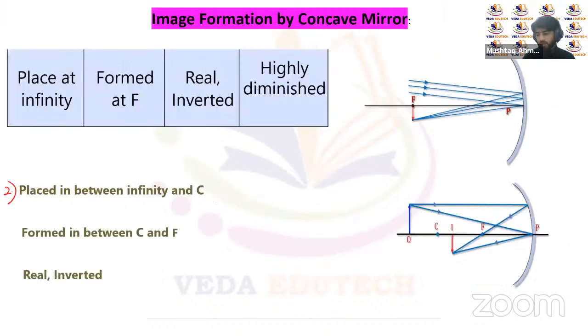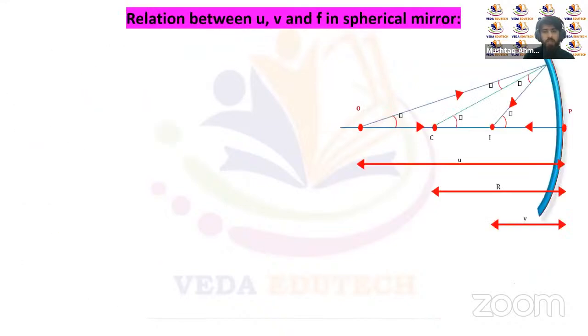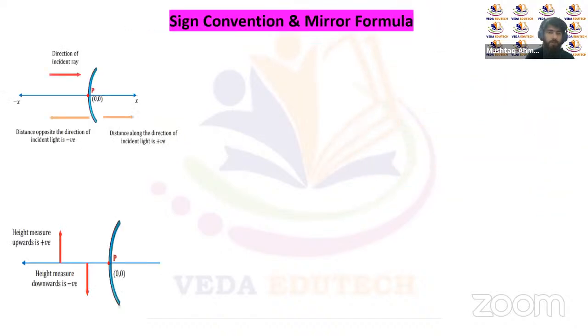These images are formed using what we call the rules of image formation. There are certain rules with the help of which we can form the image. We can use those rules to form the image for different positions of the object. Now, before discussing the magnification or the mirror formula, it's very important to know about certain conventions that we use in case of spherical mirrors. These conventions we call sign conventions for spherical mirrors.